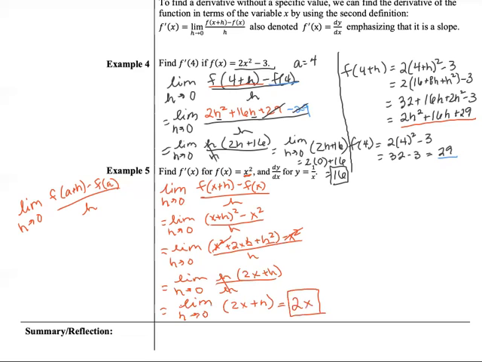The reason we have an x in our answer is because we had x as our variable for a. If we had a number, we would have ended up with a value there.